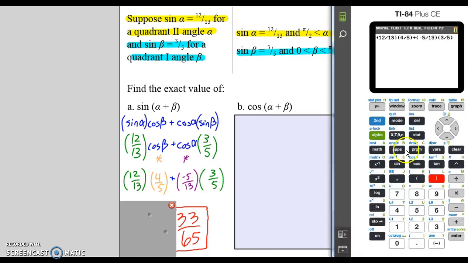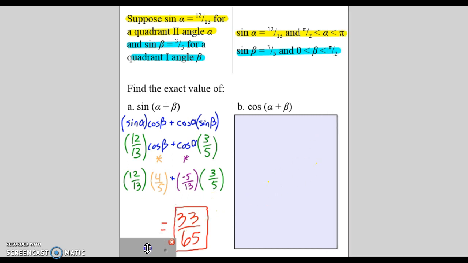You can use your calculator, type that all in, hit enter, and then you can have your calculator change that back into a fraction, and you get, there's my answer, 33/65.